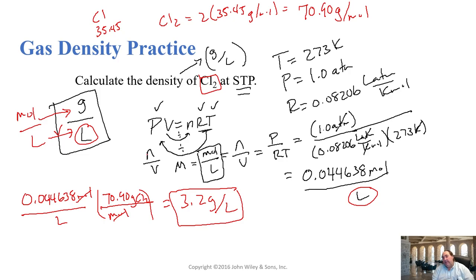So here you could actually still use the ideal gas law. In this case, we could use it to solve for basically moles per liter. And at that point, we could just use the molar mass to convert it from moles per liter to grams per liter. So what is another approach that you could do?